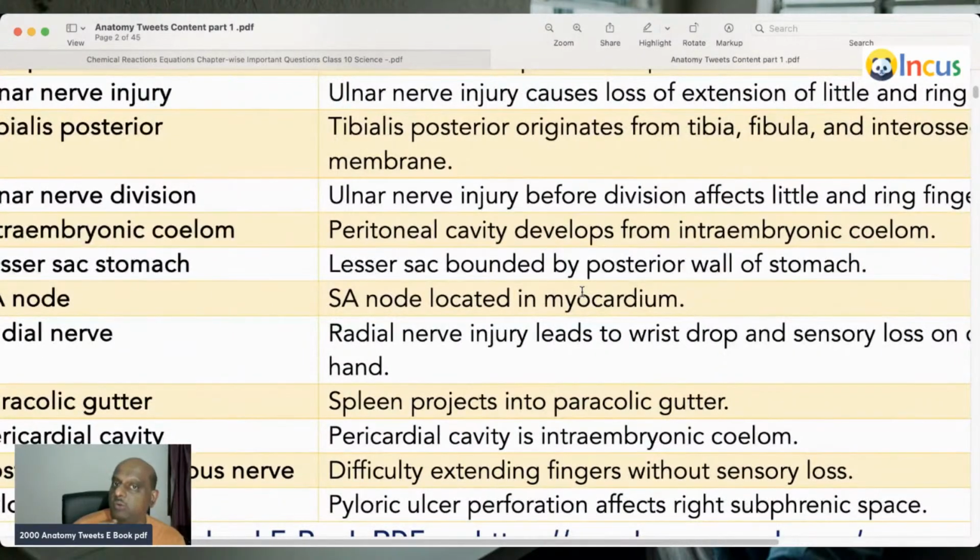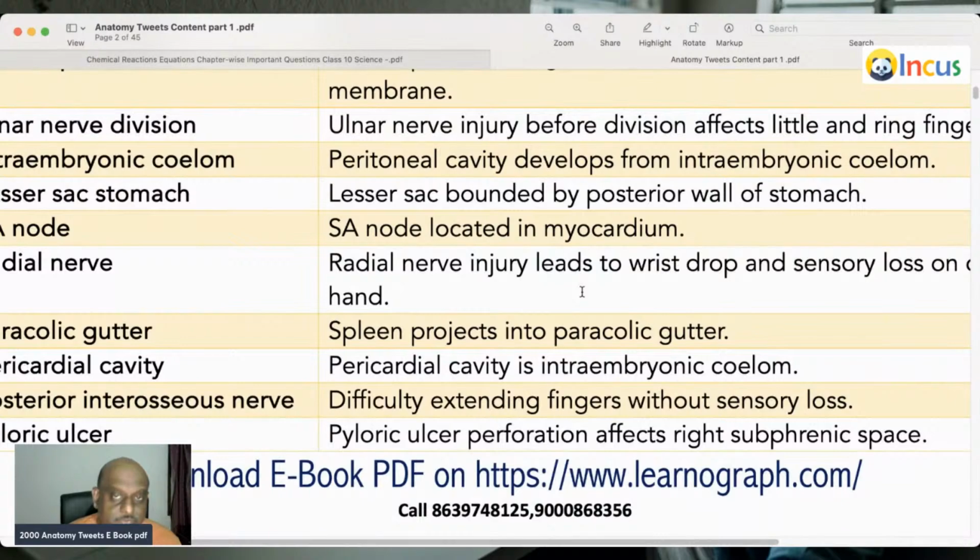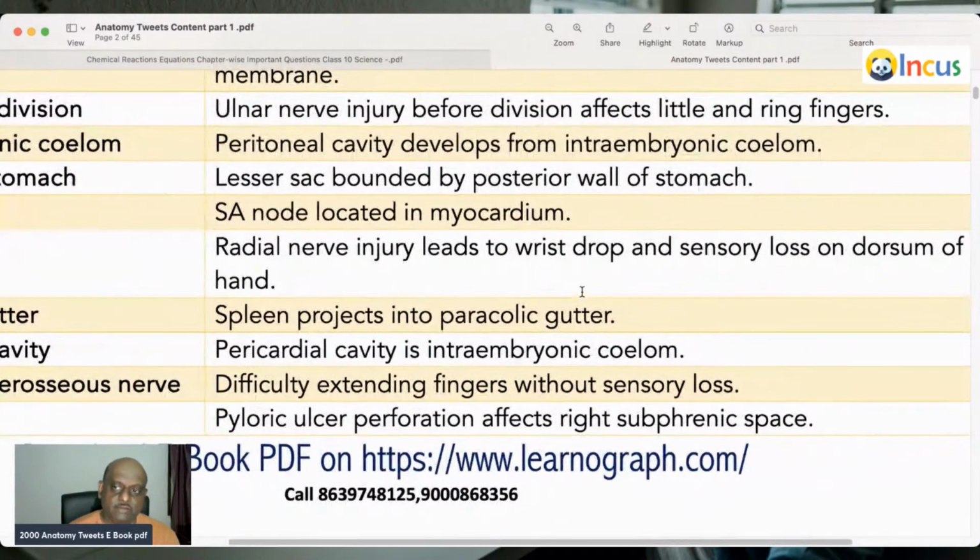The lesser sac is bounded by the posterior wall of the stomach. You have the anterior wall and posterior wall of the stomach. The posterior wall of the stomach typically bounds the lesser sac. It is a boundary of the lesser sac is what you should remember. The SA node is that specialized conductive tissue which gives rise to the pacemaker potential in the myocardium. Whenever there is radial nerve injury, there is a wrist drop and sensory loss on the dorsum, the back of the hand. That is what you should remember.